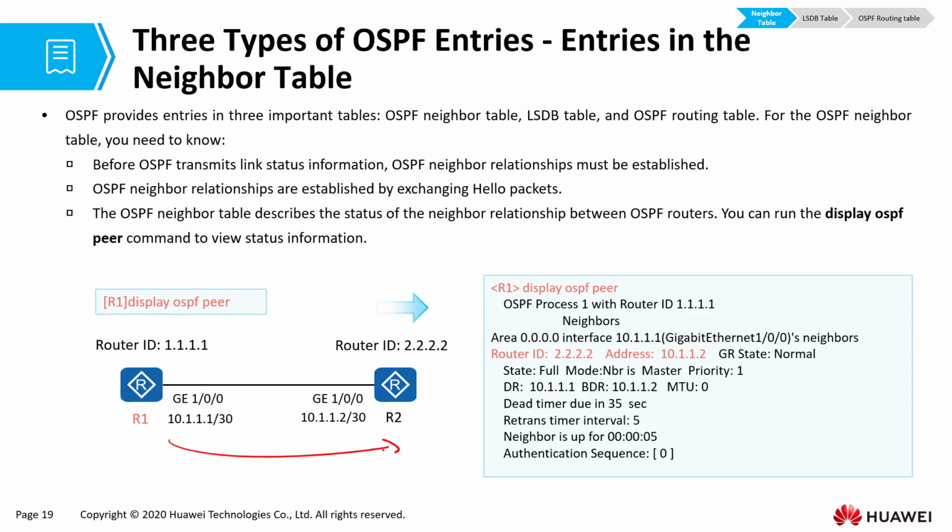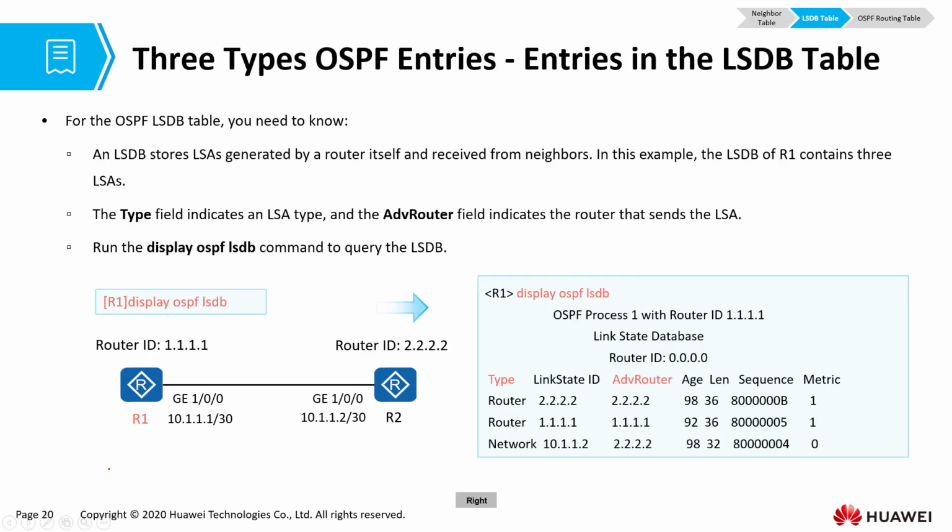The second type of table that is important for OSPF to keep track of: after establishing neighbor relationships, we are going to exchange link state adverts and populate the link state database. That means that on router 1, somewhere, it needs to keep track of its own link state database. So the second table is the link state database table. If you want to see the link state database on a particular router that is running OSPF, you run the command display ospf lsdb, display ospf link state database.